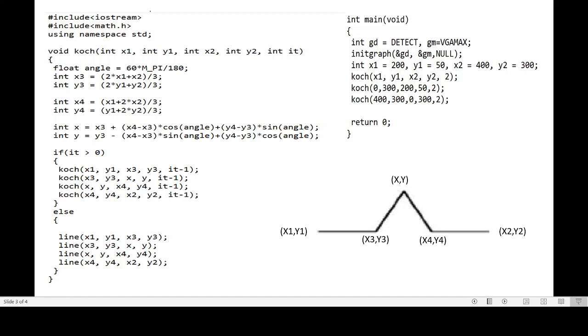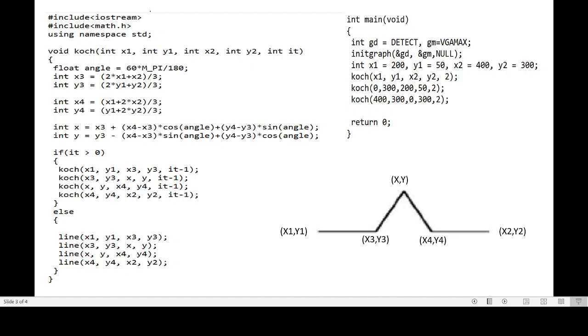While calling the Koch function for all these small line segments, the iteration value will be decremented by 1. So this function will be called again and again while the iteration value is greater than 0. But if it is 0, then we need to draw the line segment there. So in the else part we have written the code to draw the line.